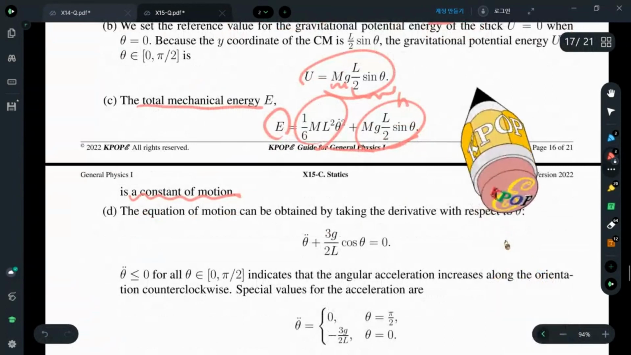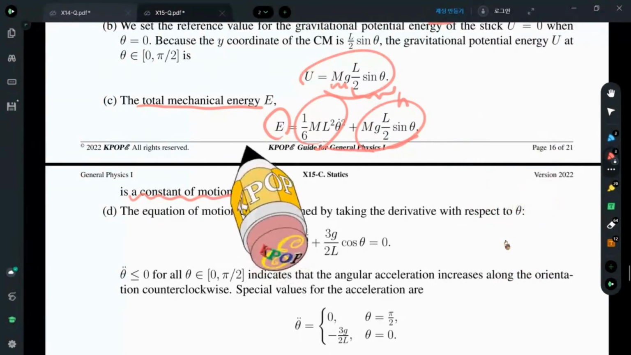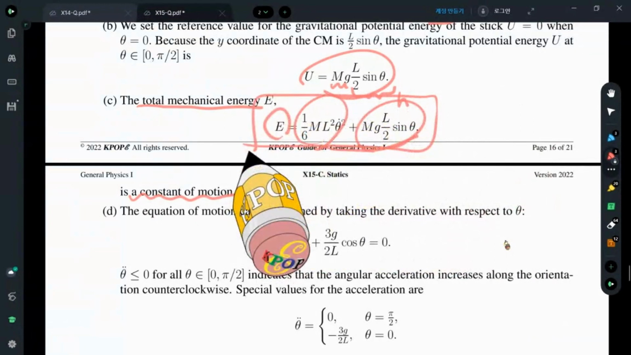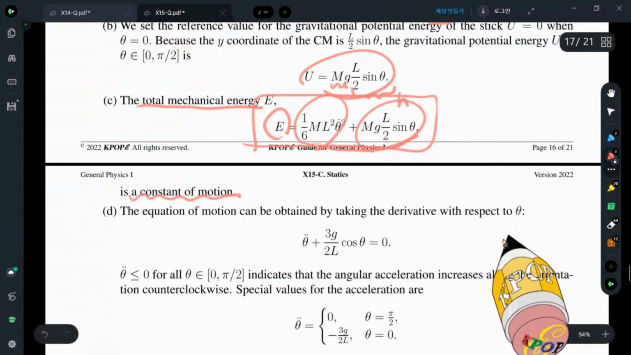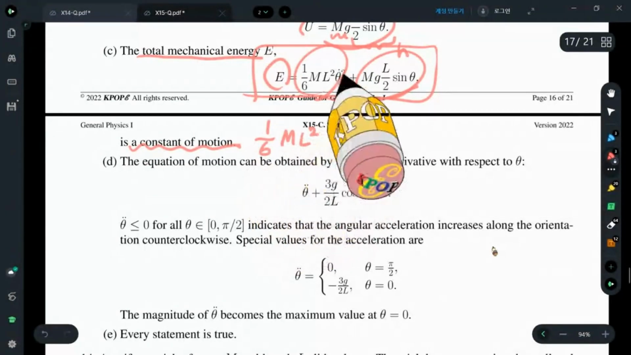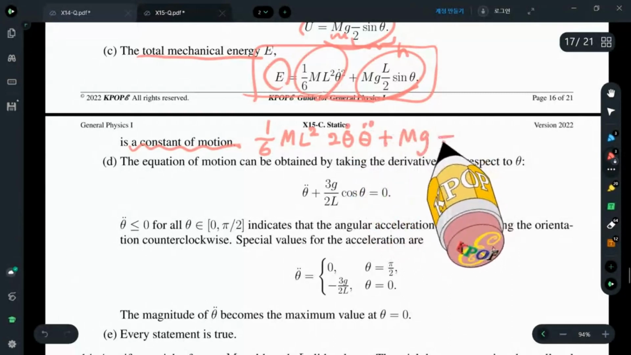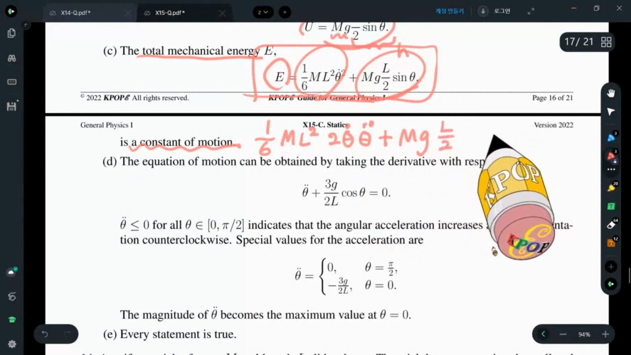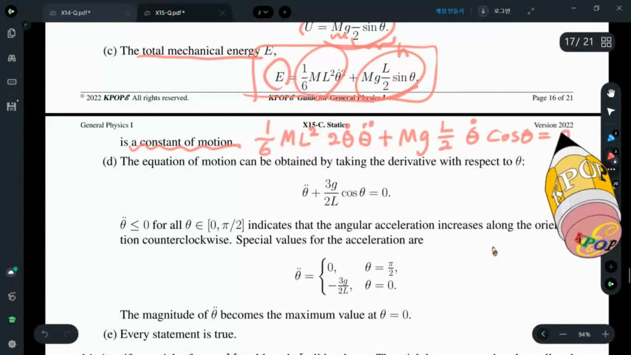And I told you, Newton's law of motion is rather tricky to derive in this kind of problem. However, it is very trivial to write down the energy conservation. By taking the derivative with respect to time, you will find the equation of motion directly from this energy conservation rule. If I take the derivative: 1/6 m L squared, and the chain rule, 2 theta dot and theta double dot, plus mg, half of L, sine becomes cosine, and theta dot, and energy is a constant, so it equals zero.